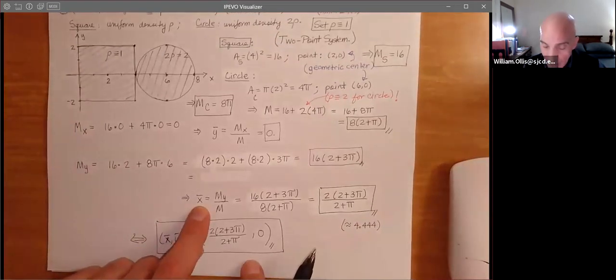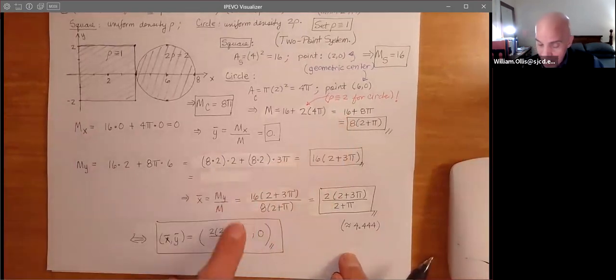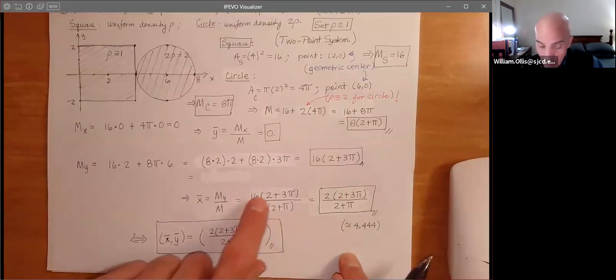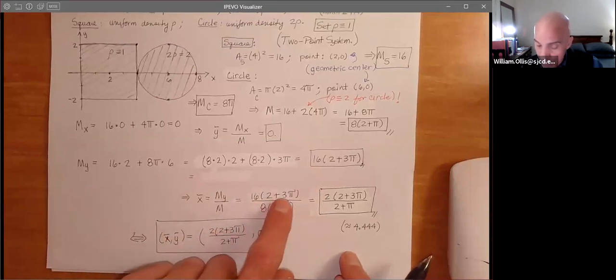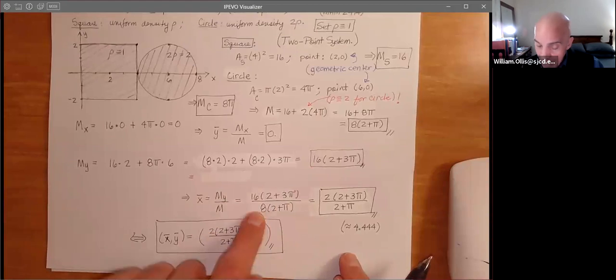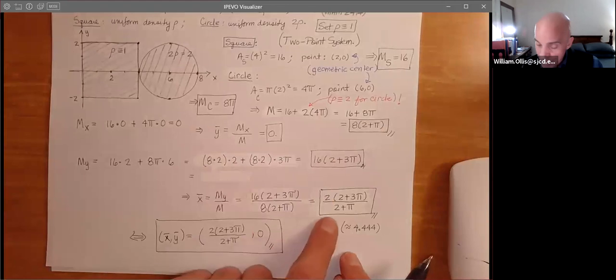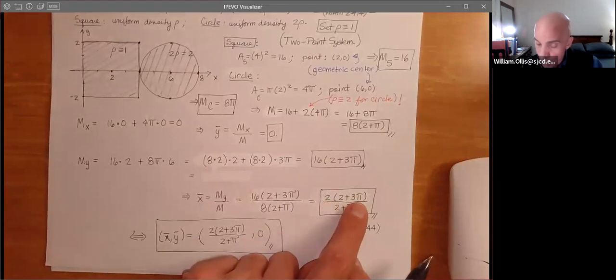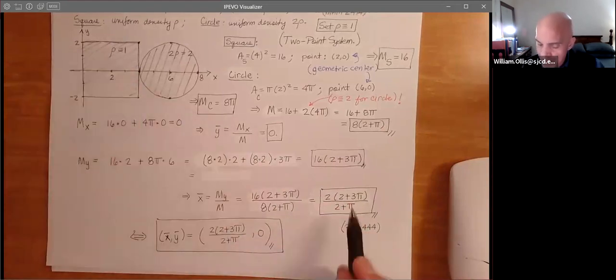So now when you look at the x-coordinate of the center of mass, we have the moment about the y-axis divided by the system mass, 8 times 2 plus pi. And then, of course, in this particular case, the moment about the y-axis is 16 times 2 plus 3 pi. So now what we can see is that the 8 divides into the 16 as we have it naturally written. So that's just going to give us a 2 times 2 plus 3 pi. And what's left over on the bottom is 2 plus pi. And I went ahead and approximated this. This is 4.444 to 3 decimals, however, but this is the exact.